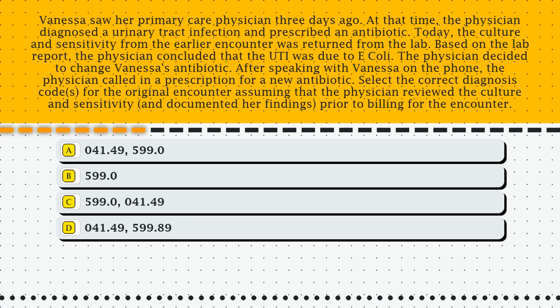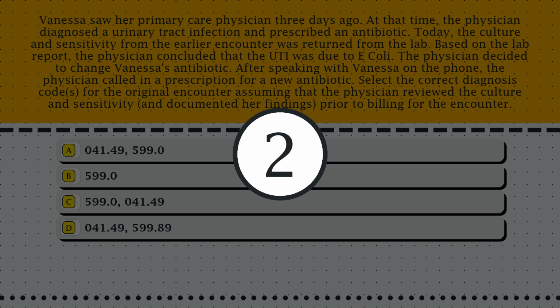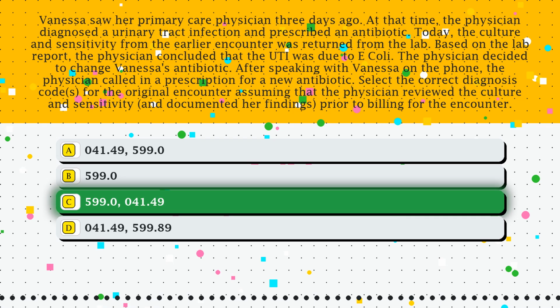Option A is 041.49, 599.0. Option B, 599.0. Option C, 599.0, 041.49. Option D is 041.49, 599.89. The correct answer is option C, 599.0, 041.49.